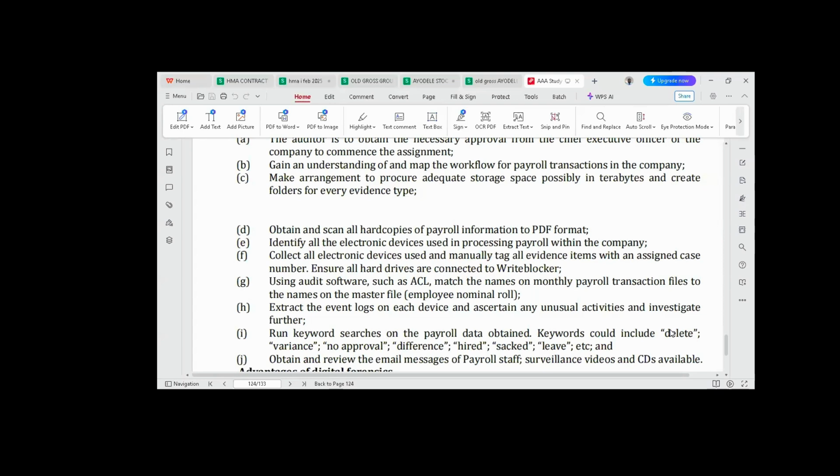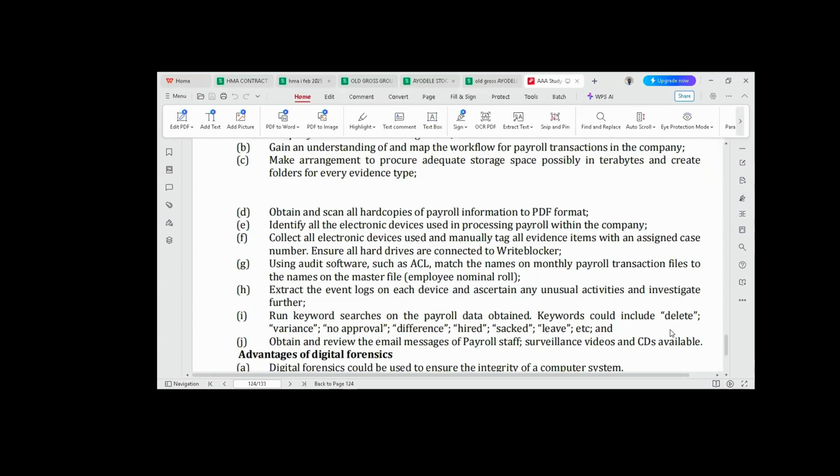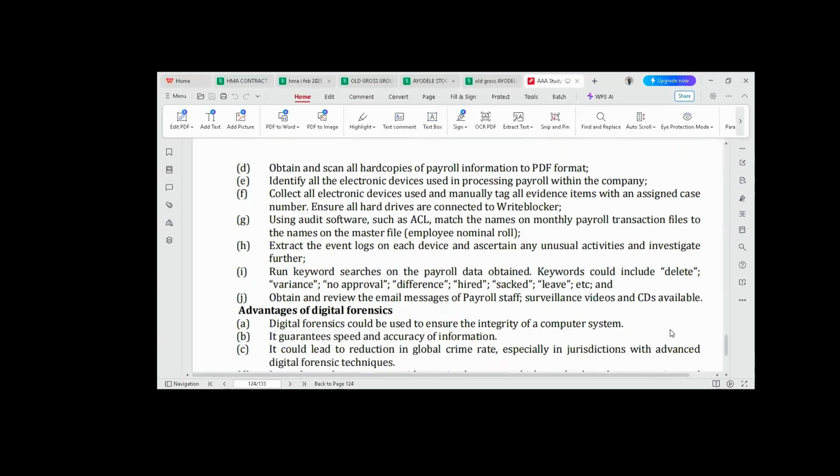Then the auditor will run command searches on the payroll data. Keywords such as delete, variance, no approval, difference, sack, leave. Okay. These are some of the keywords you'll be looking for. Okay. Obtain and review the email messages of payroll staff, surveillance video, and CD available. See, that is explanatory. So that is that.